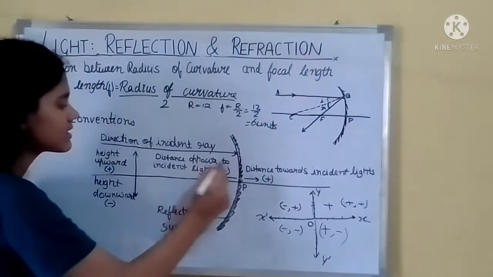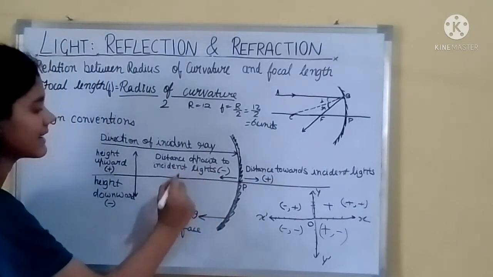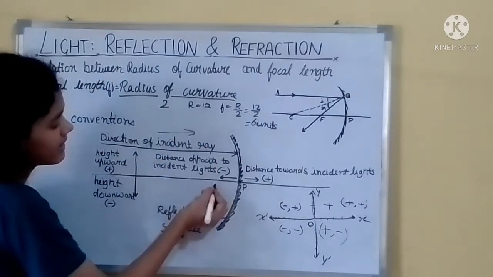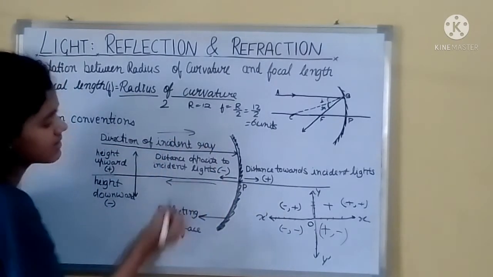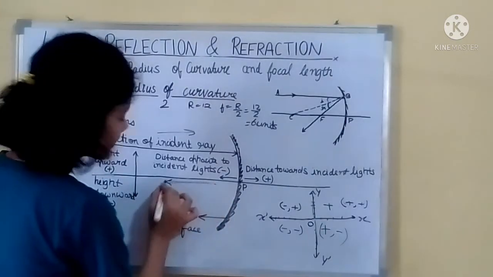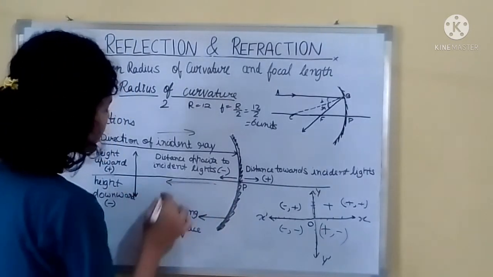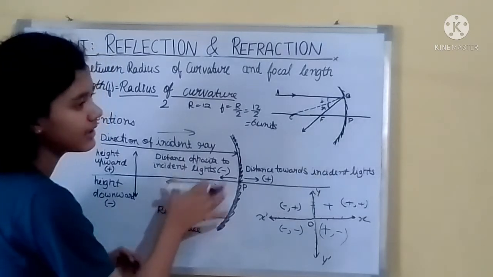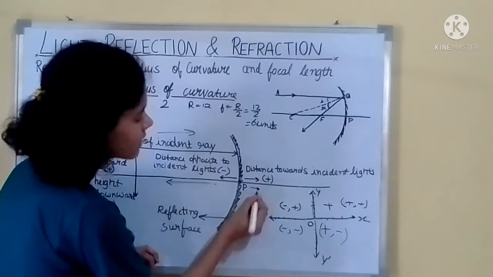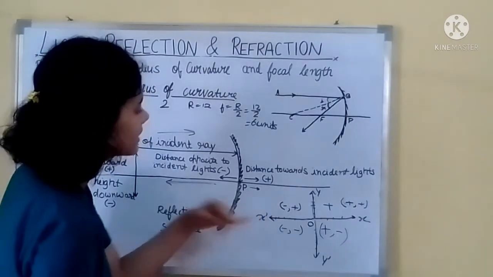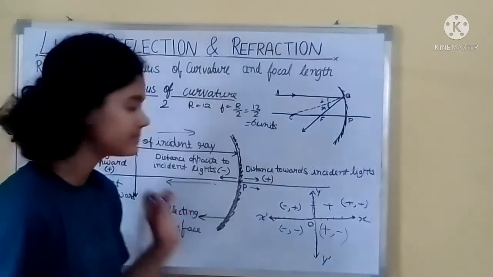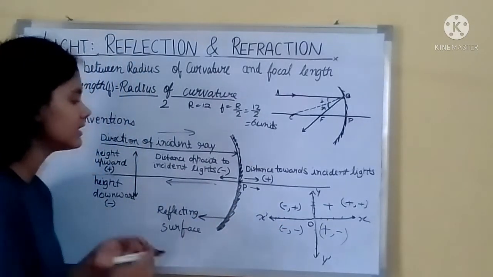Then distance opposite to incident light. Incident light is going in this direction, and if something is on the left side, then we put the value as minus, and if something is on the right side, then we take it as positive. So this much is clear.